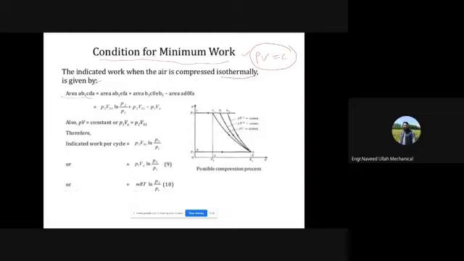area AB1CDA. This is actually the area under the curve, right? As I told you earlier, the area under the curve for the isentropic process, polytropic process, and isothermal process are different, right? So for polytropic, if you remember, we discussed that it is n by n minus 1 times P2V2 minus P1V1, if I correctly remember. Previously we discussed this. This is for the polytropic process.